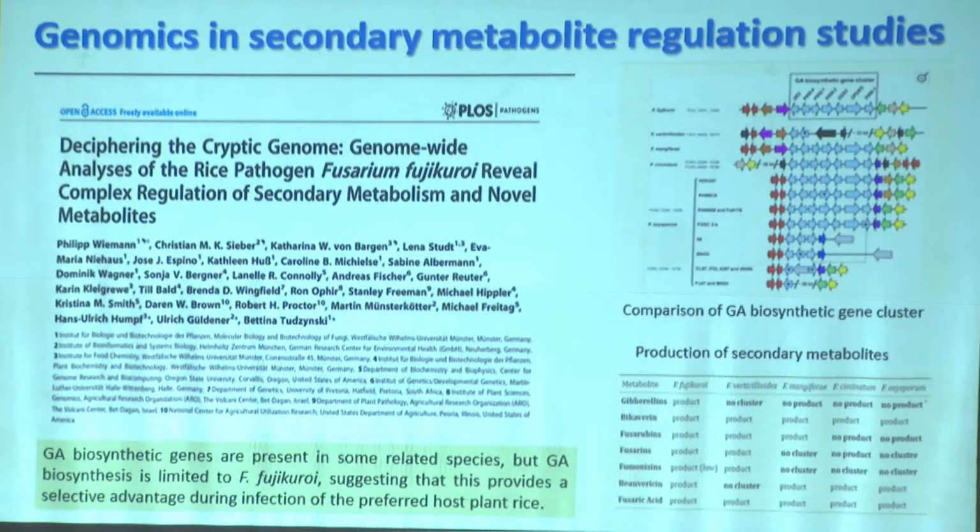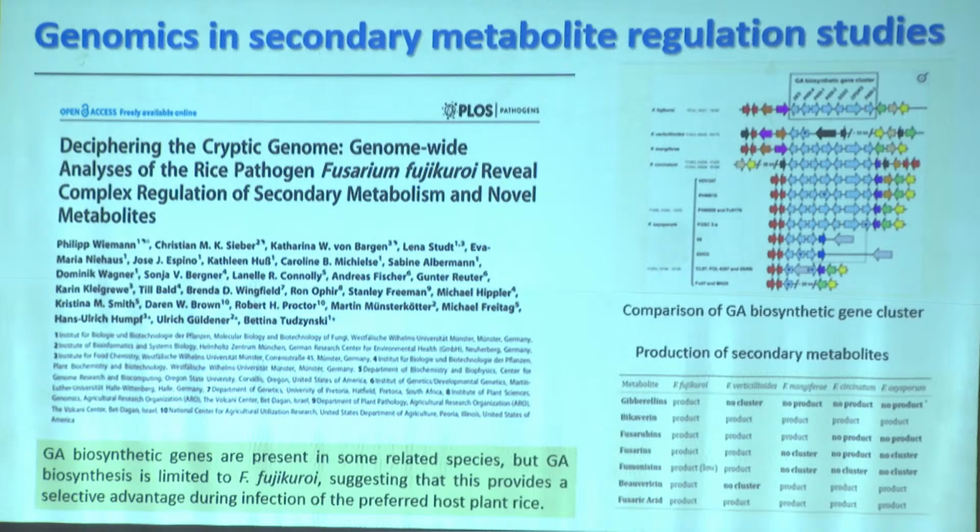So apart from evolutionary studies, genome compartmentalization, and pathogenicity, these genome studies are helpful for the identification of secondary metabolites and regulatory studies. What are the genes regulating the production of some of the secondary metabolites? A similar type of study was done in 2013 by Wiemann, who studied Fusarium fujikuroi.